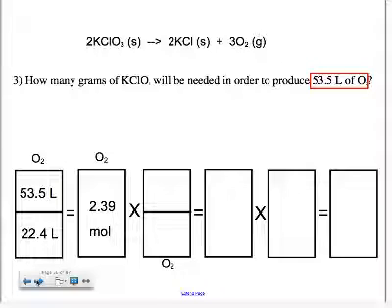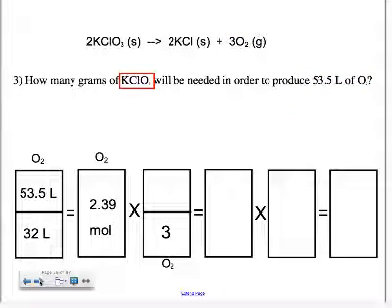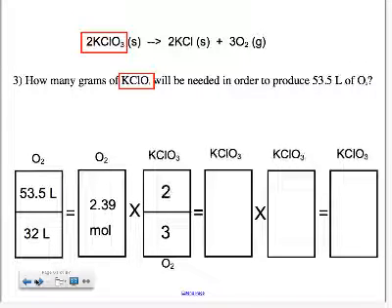And from here, it's just like every other problem we've done. I'm going to take the coefficient of my known, which is 3. That goes in the bottom of the mole ratio. My unknown, I'm trying to find potassium chlorate, so the coefficient there is 2. I'm going to put potassium chlorate on all the other boxes to keep track. So 2.39 times 2/3 gives me the moles of potassium chlorate, which is 1.59.